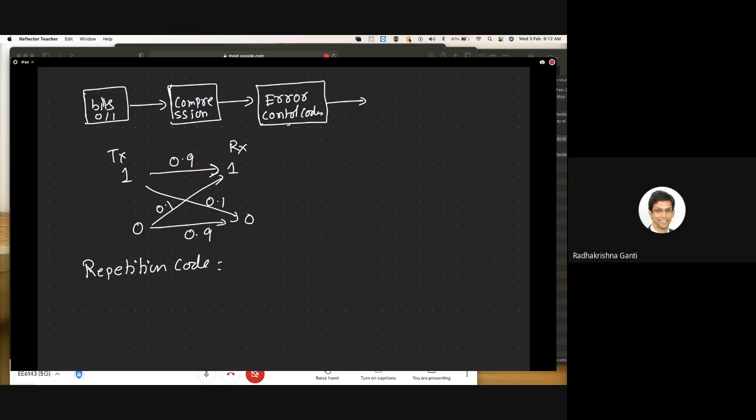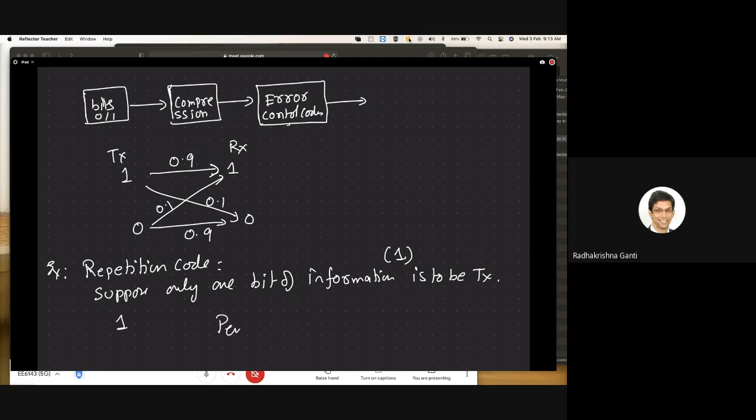Suppose I want to transmit 1 bit of information, which is 1. This is an example of a repetition code. If I transmit 1, what is my probability of error? Can anyone tell me? What is my probability of error? It will be 0.1, correct?